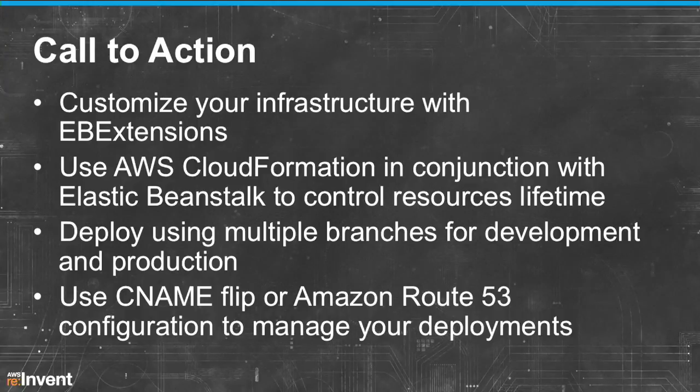So that's the extensions, the pieces we went through. We went through customizing the infrastructure, so you should look at EB extensions to add additional resources or option settings to your Elastic Beanstalk environments. If you want to control the lifetime of resources independent of the environment itself, look at using CloudFormation and Beanstalk together. That gives you a good way to automate creating environments and applications, where you can control different pieces at different times. Use EB and Git to do deployments to multiple branches, and either use CNAME flip or Amazon Route 53 configuration to manage those deployments.